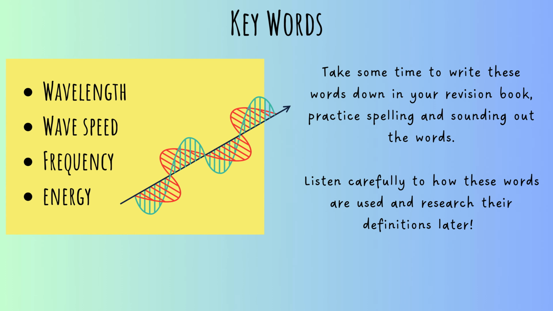Going forward, the key words you're going to need this time are wavelength, wave speed, frequency, and energy. Take some time to write these words down in your revision books. You'll need to practice spelling and sounding out each word, and listen carefully to how these words are used. You can research their definitions later.